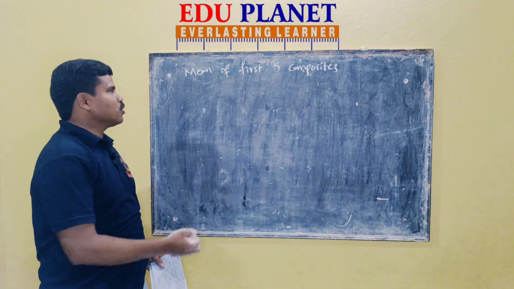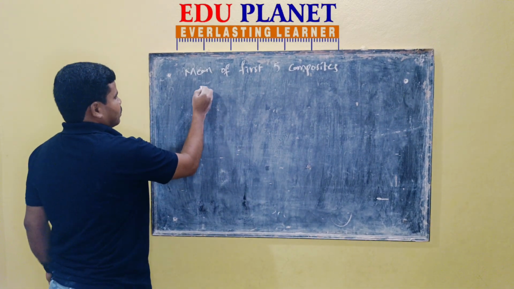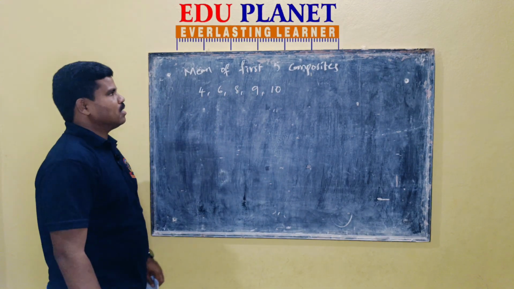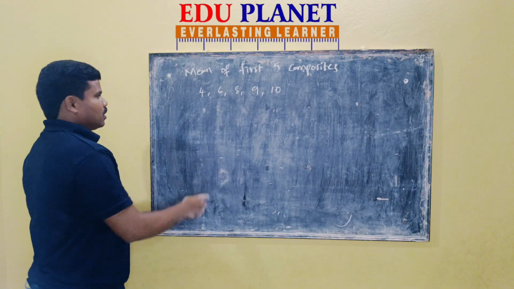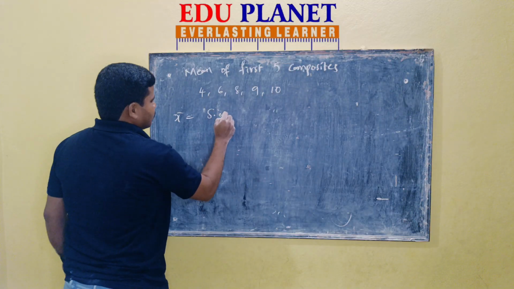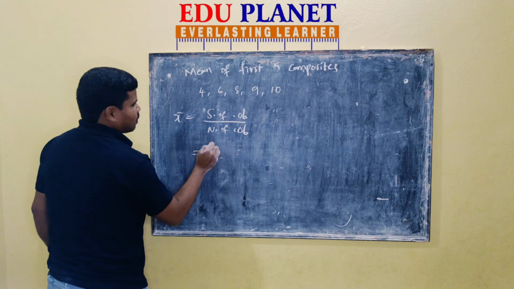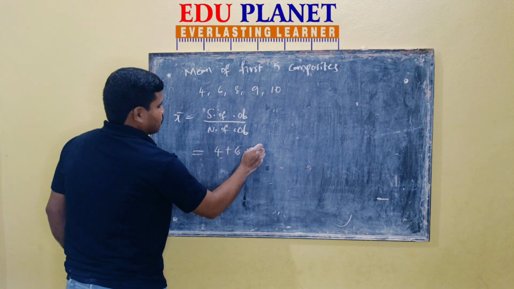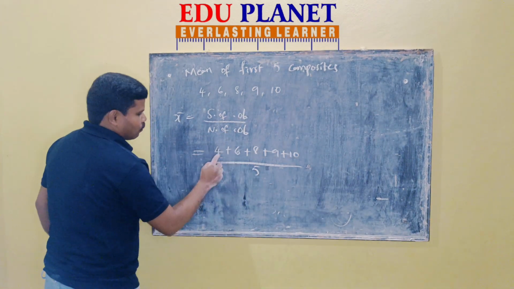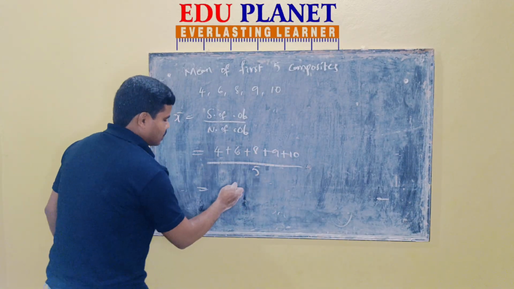The next question is, we need to find the mean of the first 5 composite numbers. Firstly, let us take the first 5 composites. 4, 6, 8, 9, 10. These are the first 5 composite numbers. The mean of them is, mean formula is what? Mean formula is sum of observations divided by number of observations. Sum of observations, all the observations sum, 4 plus 6 plus 8 plus 9 plus 10 upon, how many are there? 5, divided by 5. 4 plus 6, 10, 10 plus 8, 18, 18 plus 9, 27, 27 plus 10, 37.